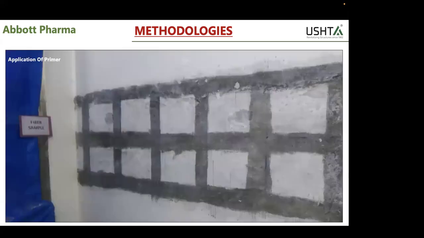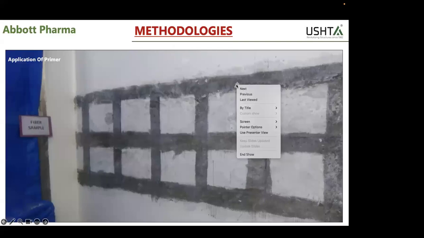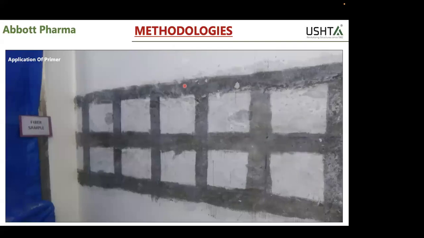So this was the fiber strap. Unlike that one, which was completely wrapped because it was blast proofing, here in earthquake we don't require that much. So we just went for small strips, as you see here. These were the strips that we provided at every 400 mm center.